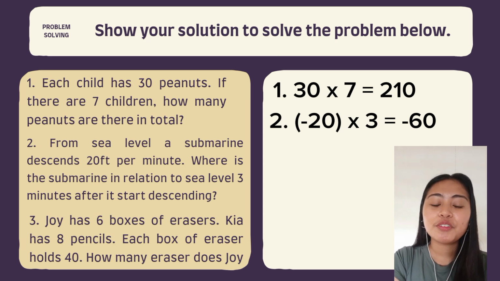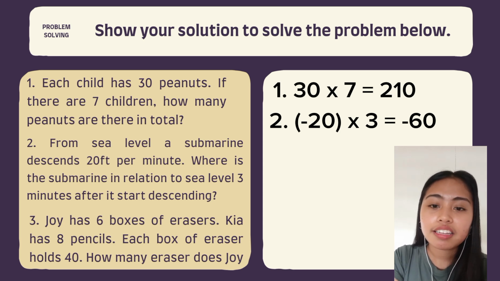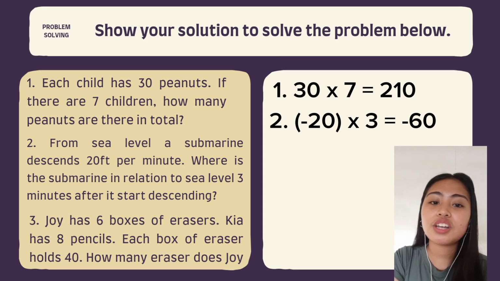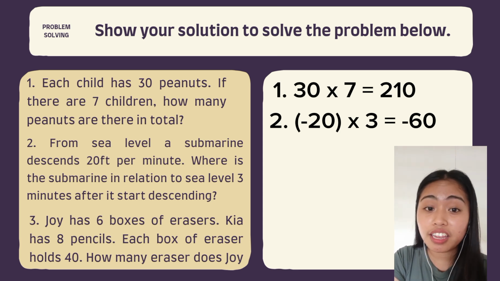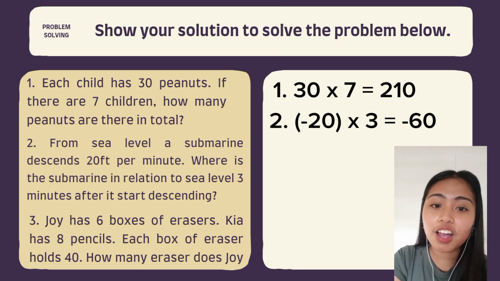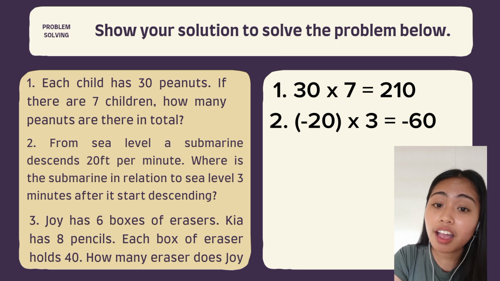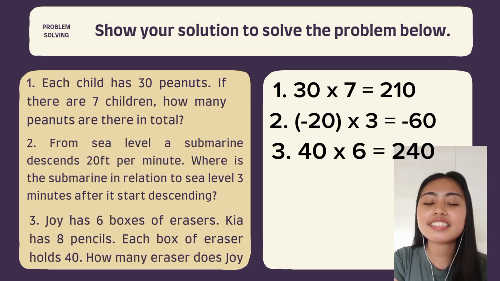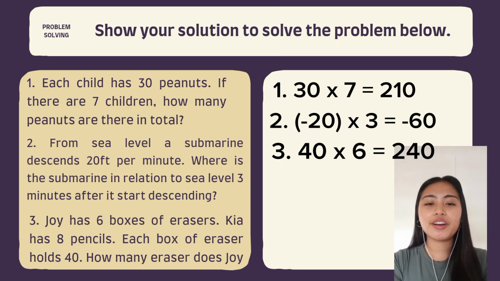Very good. For the last item, Joy has 6 boxes of erasers. Kia has 8 pencils. Each box of erasers holds 40. How many erasers does Joy have? Okay, the number of boxes of erasers holds is 40. Then Joy has 6 boxes of erasers. So since the question is how many erasers does Joy have, we need to multiply 40 and 60. And the answer is positive 240. Okay, very good class. Let's give a round of applause for everyone.